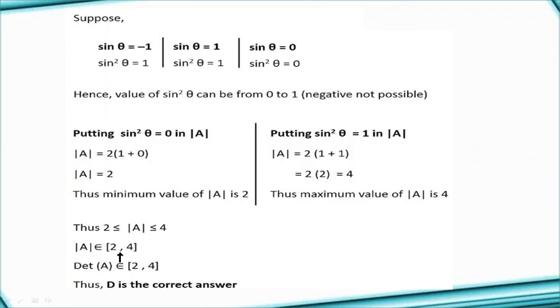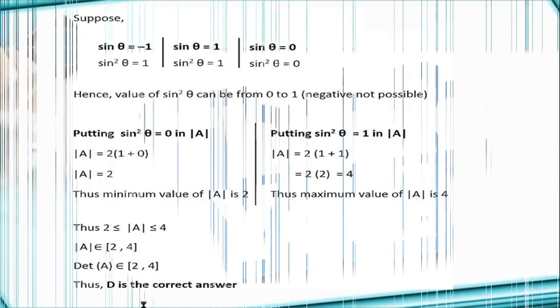Closed interval, I hope you all must be knowing the meaning of closed interval. You did very well in class 11th. Closed interval means 2 and 4 both are included because determinant A may be equal to 2, greater than 2 or maybe less than 4 or equal to 4. So determinant A belongs to closed interval 2 to 4. So hence D is the correct option.